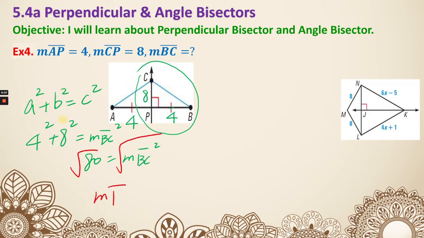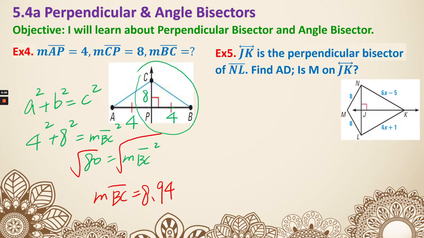So the measurement of BC is the square root of 80, which is 8.94. That is example 4. Example 5 actually has a typo, so we can't exactly solve it. The only thing we could know is, well, we can answer that question.